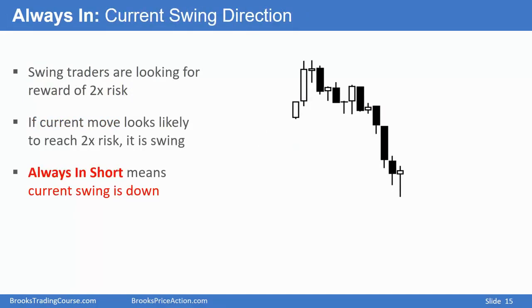Now, a swing trade means that traders are looking for a reward that is at least twice as big as their risk. So if the current move looks like it's likely to reach 2 times the risk, it's a swing. The market's always in short, probably somewhere in here. Maybe this is a bull flag. Maybe there was a bull trend here, and this was a bull flag. Then we got a bear breakout and bear follow through. So at this point, the market's always in short, which means the first reversal up probably will be sold, and there probably will be at least one more leg down.